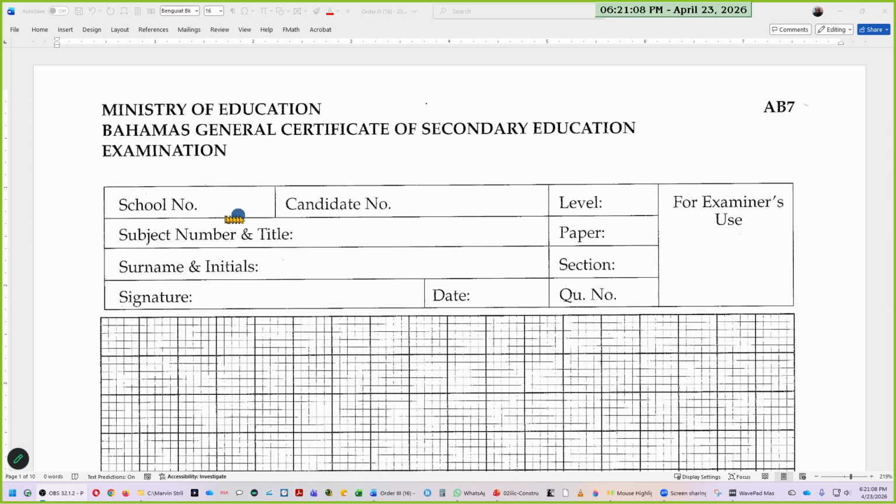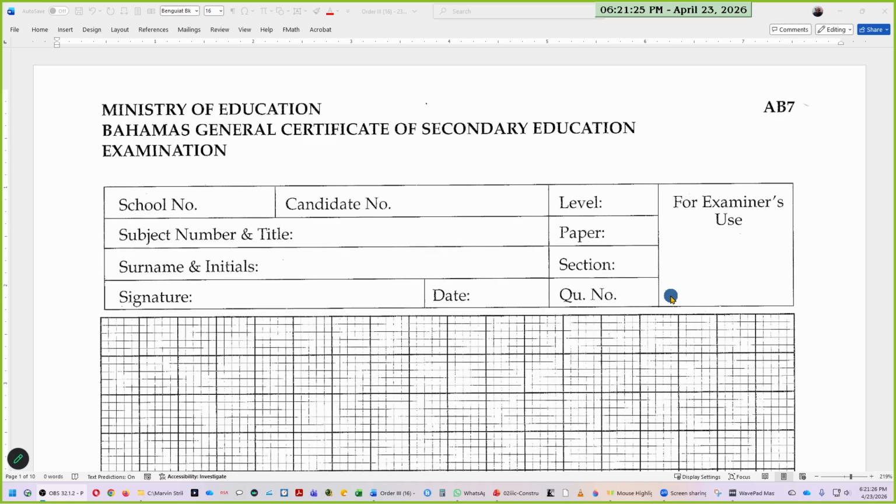So you'll put all of your information as you would put on the front of your exam. The school will provide you with that number. You put your candidate number. All of this other information is going to be on the question booklet. You'll put your initials, you sign it, you date it.